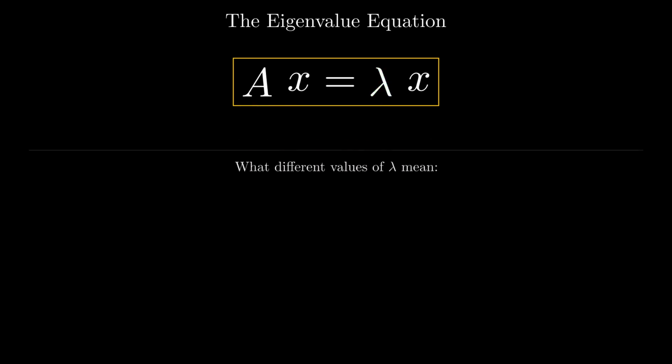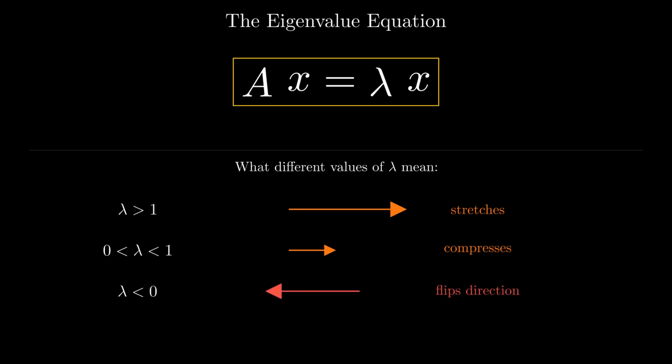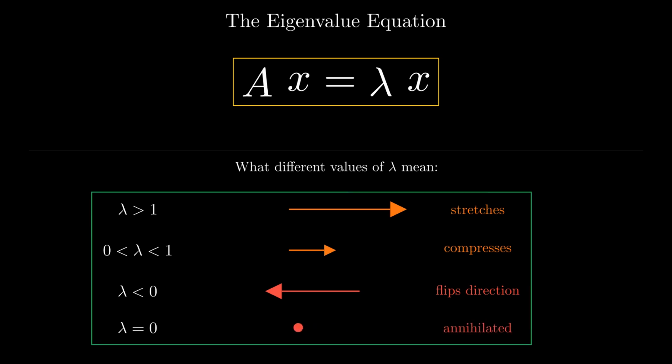Now let's look at what different values of lambda mean. If lambda is greater than 1, the eigenvector gets stretched. It grows longer. If lambda is between 0 and 1, the eigenvector gets compressed. It shrinks. If lambda is negative, the vector flips to the opposite direction. And if lambda equals 0, the vector gets sent to the origin. It's annihilated entirely.